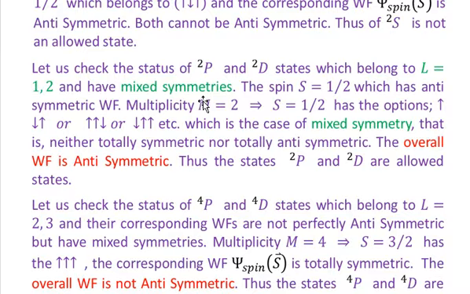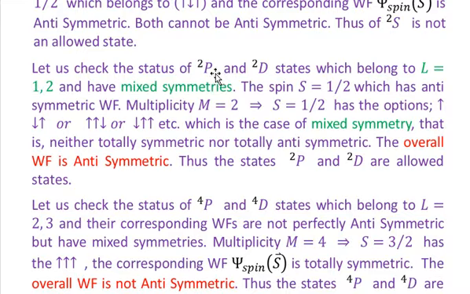That is, they are neither symmetric nor antisymmetric, but have mixed symmetries. The spin capital S equal to half has an antisymmetric wave function. The multiplicity M equal to 2, giving capital S equal to half, has opposite spins. That is, either this combination, parallel, anti-parallel, or both parallel, anti-parallel, etc., which is a state of mixed symmetry also. That is, neither totally symmetric nor totally antisymmetric. The overall wave function due to spin, that is, the spin wave function, is an antisymmetric wave function.